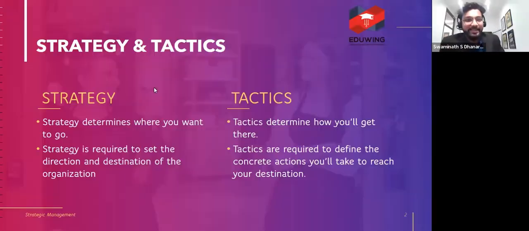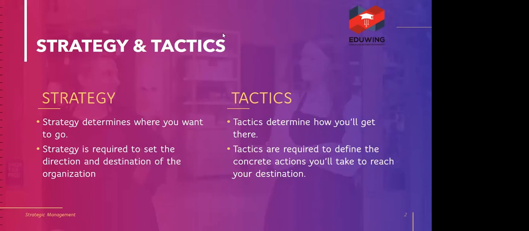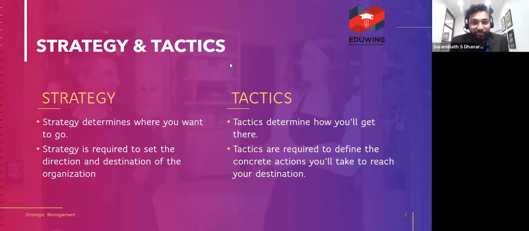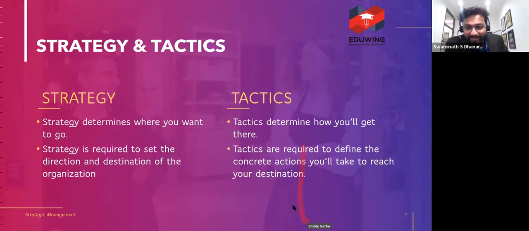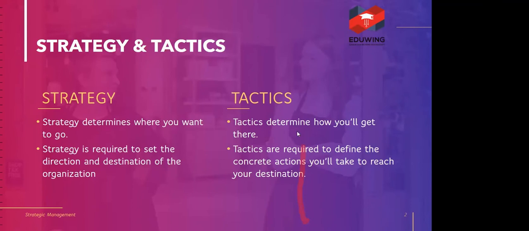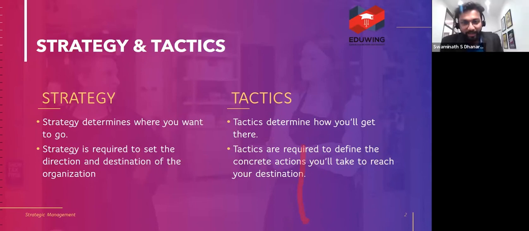That is strategy and tactics. What is the difference between strategy and tactics? The first point: strategy determines where you want to go. We need to go somewhere, and where you want to go, that is the strategy. For that strategy, tactics determine how you will get there. If I quote an example, I want to go to Canada. So going to Canada, or being in Canada, is my strategy.